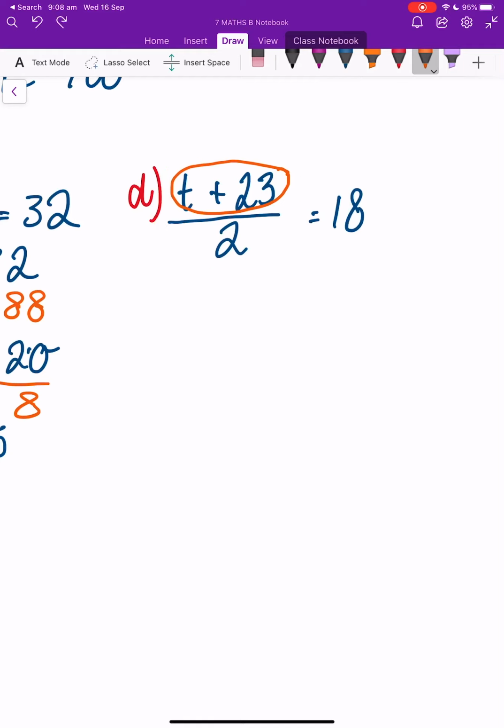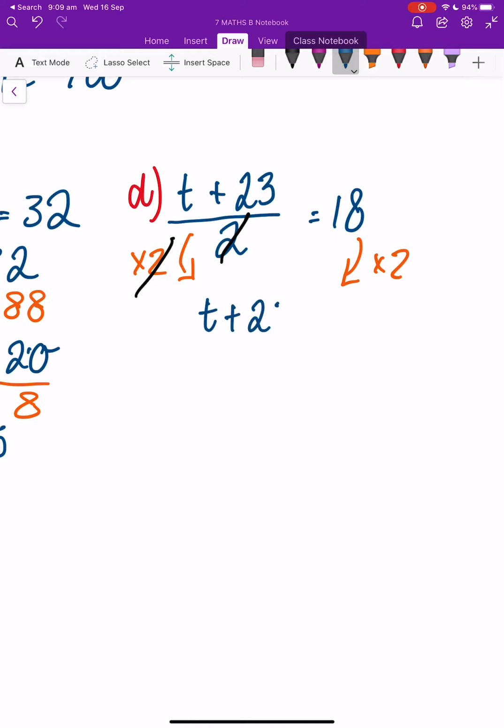So in the outside layer, our inside layer is being divided by 2, so let's multiply both sides by 2. We can get rid of that. That means on the left hand side I can cross out my 2. I'm left with t plus 23 equals 18 multiplied by 2 to give 36.